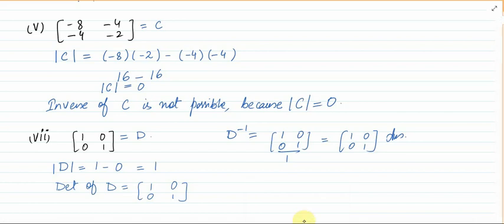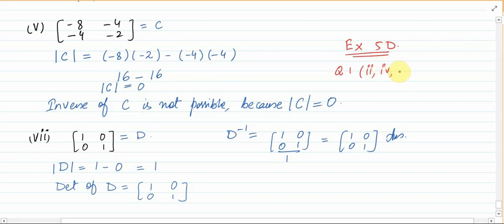After part 7, I'm giving you homework. It's exercise 5D, question number 1, and we have covered all the odd number parts. You need to do all the even numbers: 2, 4, 6 and 8. These four parts you need to do from exercise 5D, question number 1, using the same method that I discussed with you right now.